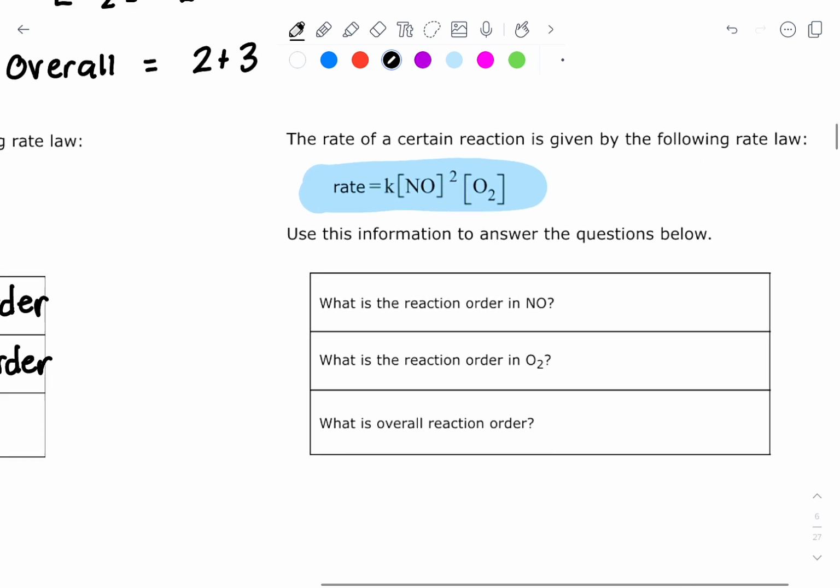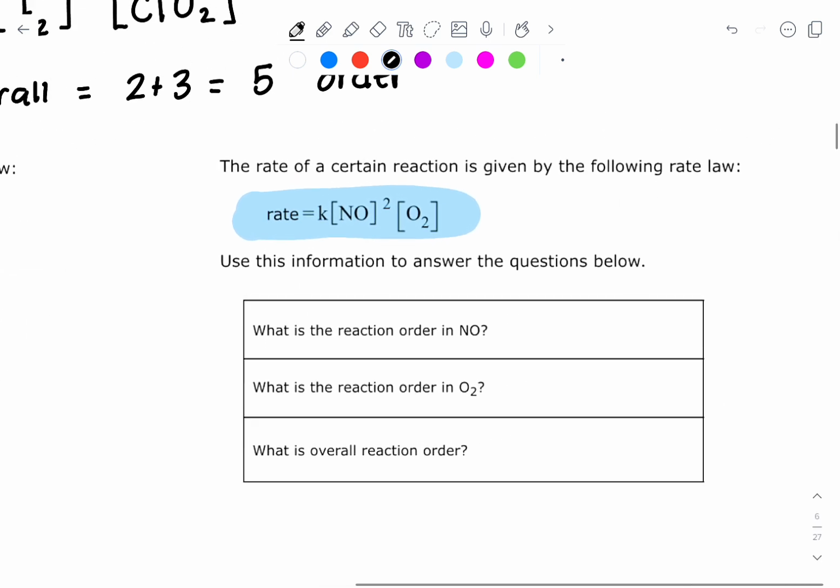And let's quickly do our last one. We have rate is equal to K times NO raised to the 2 and oxygen raised to the 1. So we have a second order in NO, a first order in oxygen, and overall 2 plus 1 is 3 for third order overall.